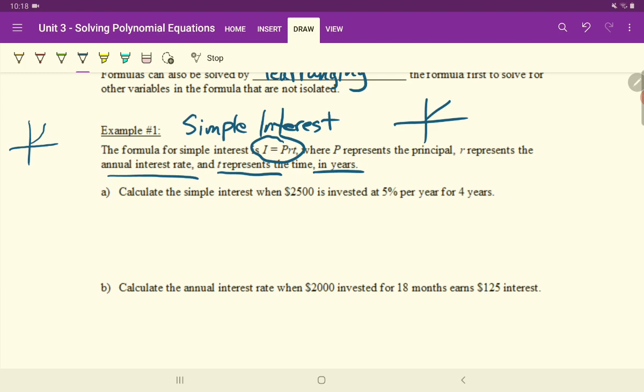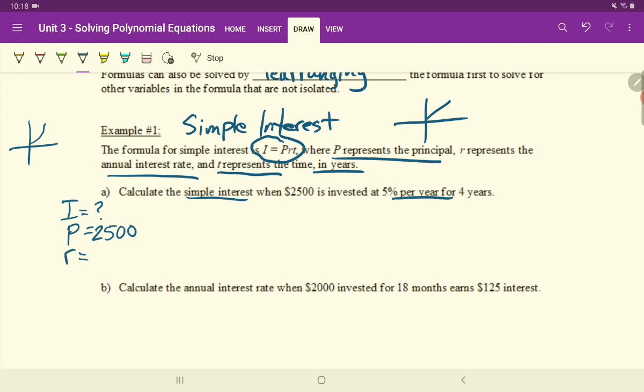So first up, calculate the simple interest when $2,500 is invested at 5% per year for 4 years. Let's write out first what's given to us. We need to find simple interest, which is I. We were given P, what's known as the principal, which is the original amount invested. My R is 5% per year.